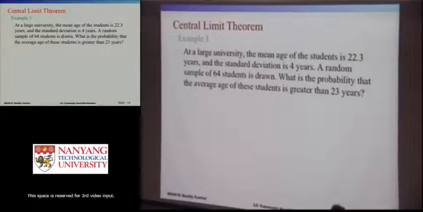At a large university, the mean age of the students is 22.3 years, and the standard deviation is 4 years. So from here, we should know all the students in this large university are the original population, right? For this original population, the average is 22.3 and the standard deviation is 4. Then a random sample of 64 students is drawn. What is the probability that the average age of these students is greater than 23?